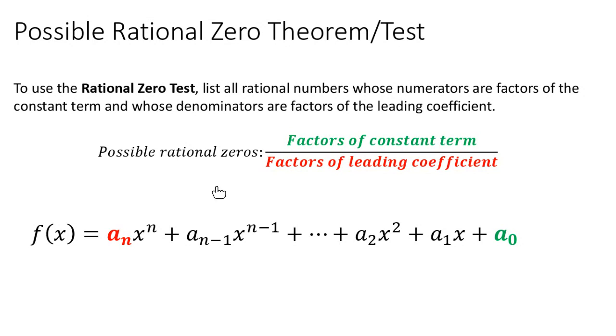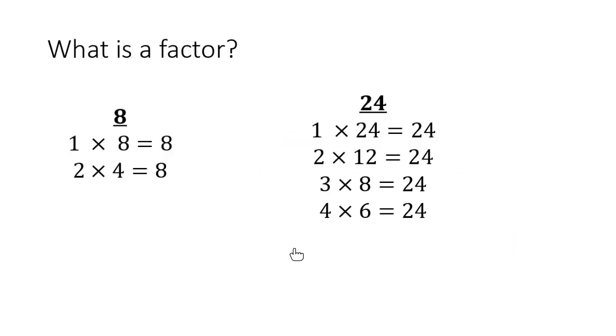And in order to use this theorem, we're going to use the factors of the constant term, which is your last number without the variable, and the factors of the leading coefficient, which is the number in front of the variable with the highest exponent. And just as a refresher, what is a factor? It's all the numbers you can multiply together to get that number. So 1 times 8 is 8, 2 times 4 is 8. Okay, so 2 and 4, these are the factors.